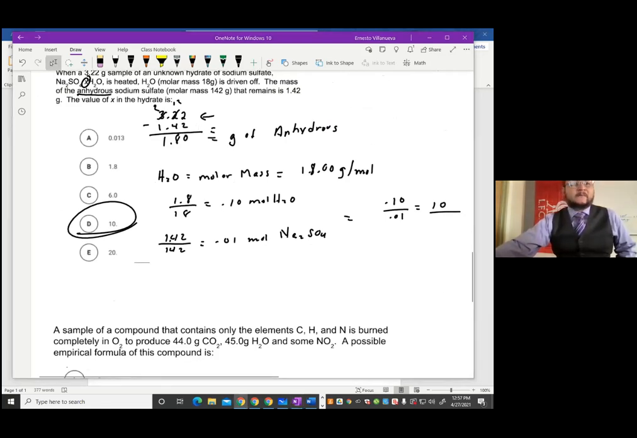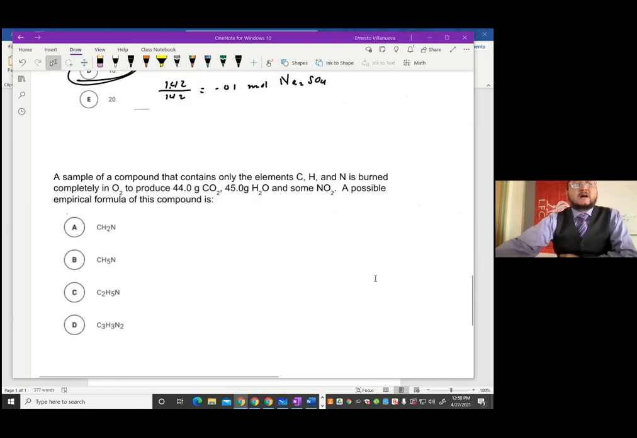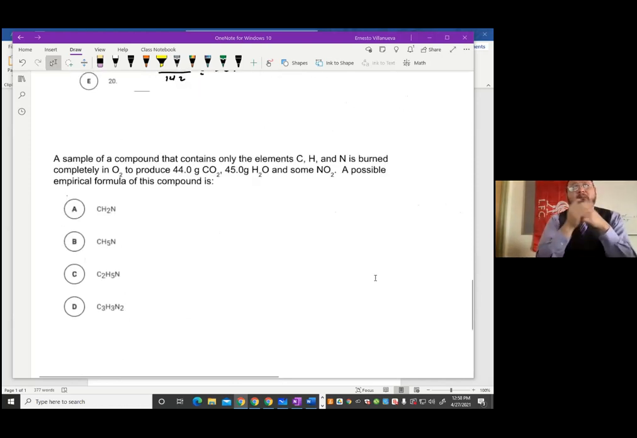All right, here's the next one. A sample of a compound contains only the elements C, H, and N. It's burned completely in O2 to produce 44.0 grams of CO2 and 45 grams of H2O with some nitrogen dioxide. A possible empirical formula for this would be, and then it gives you the options here. Again, multiple choice questions are not going to give you the opportunity to use a calculator, so you want to make sure you kind of just eyeball it a little bit.